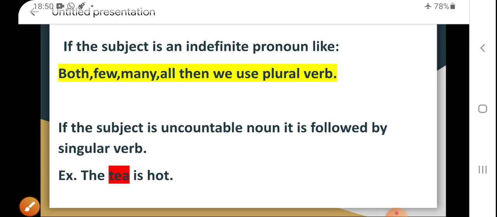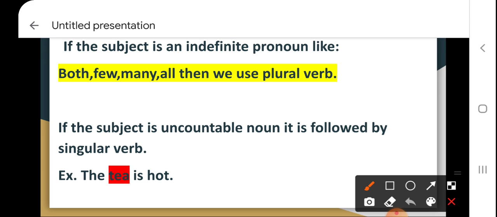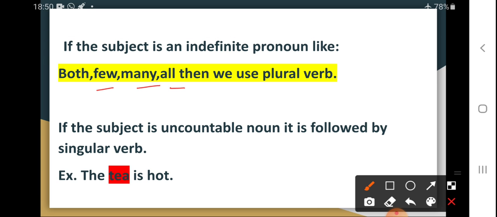Now see, one more rule is there that if the subject is an indefinite pronoun, अगर सेंटेंस का सब्जेक्ट एक indefinite pronoun है, what will happen? For example, the sentence begins with both, few, many, all. If these are your subjects, you consider them as plural subjects and provide plural verb. These subjects are considered as plural subjects and we provide plural verb to them. Example, I will further discuss in the next page the example.